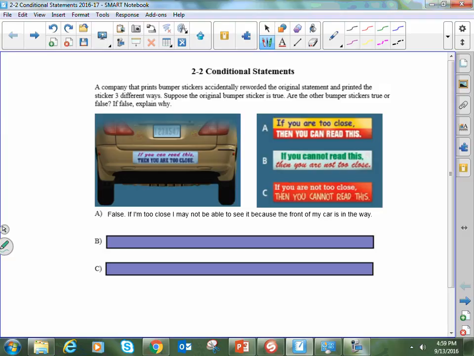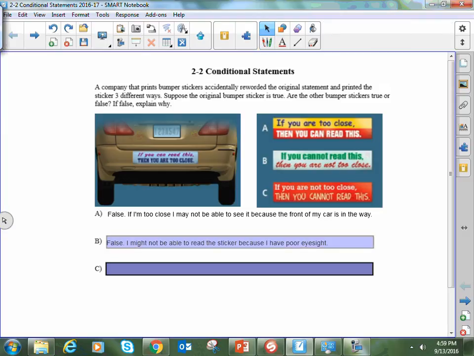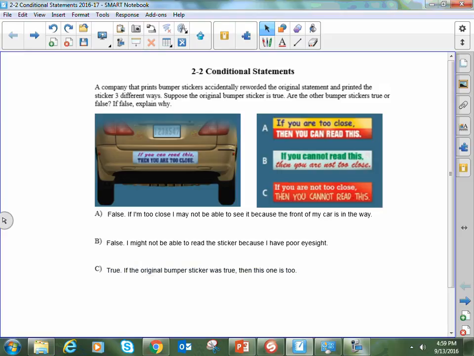Now, moving on, bumper sticker B. Here, that statement is also false. Now, the counterexample that I'm providing may not be a counterexample that you provided, and some of you may even try to argue with my counterexample. I'm saying it's false because I may not be able to read it because I have poor eyesight. I may not be able to read it because it's in a language that I can't understand. Okay, but that's why I'm going to say it's false. And so the last one says, if you are not too close and you cannot read this, that bumper sticker is true. The original bumper is true, so this one is also.